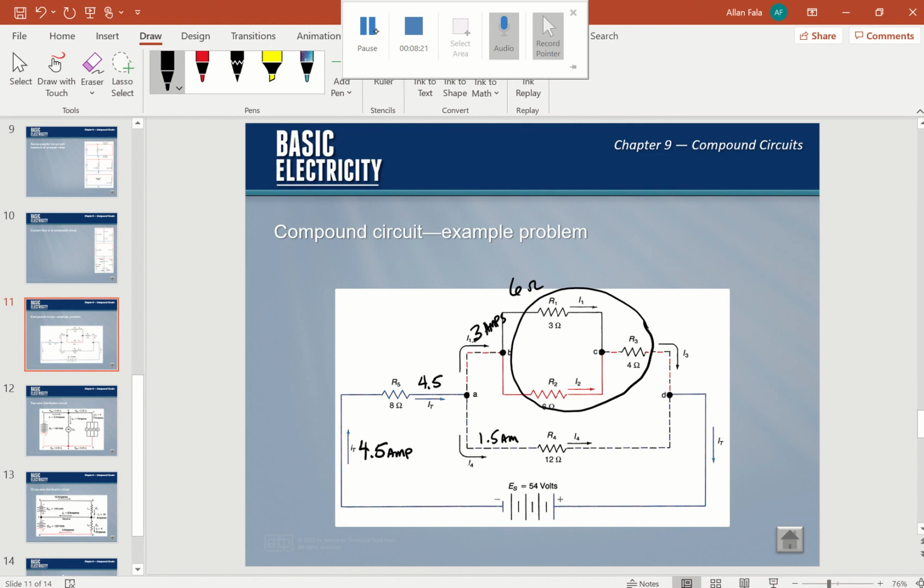And again, to find the current that would flow through R1 versus R2, this would be 2/3, which would be 2 amps. This would be 1/3, which would be 1 amp. And of course, through R3, the 4 ohm resistor, is going to be 3 amps.